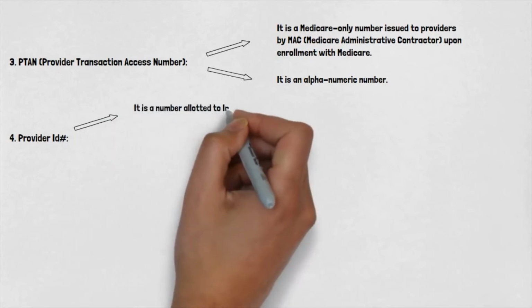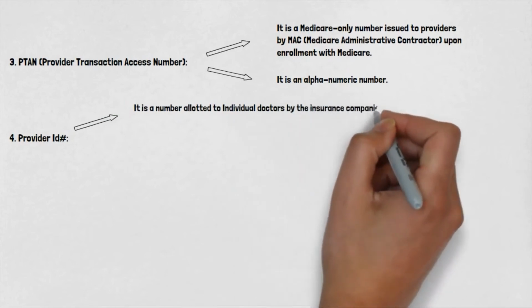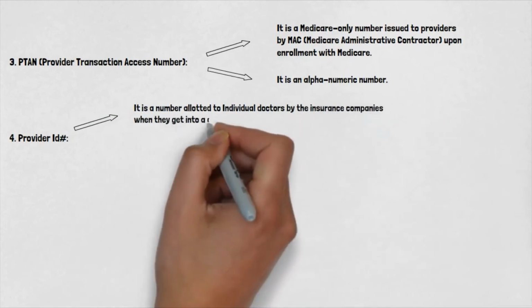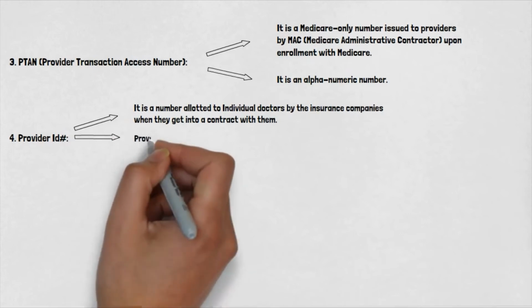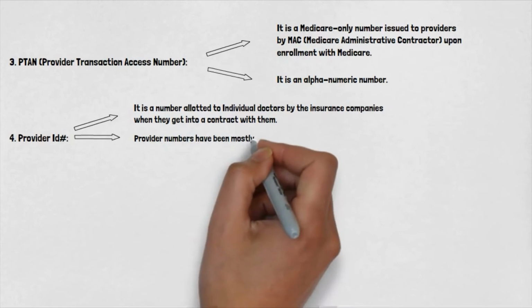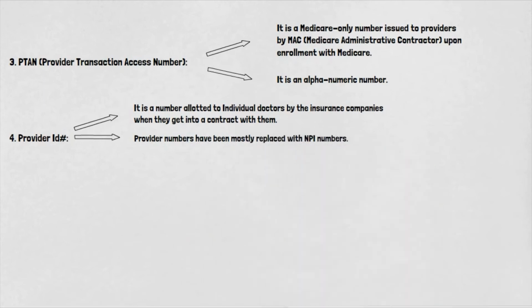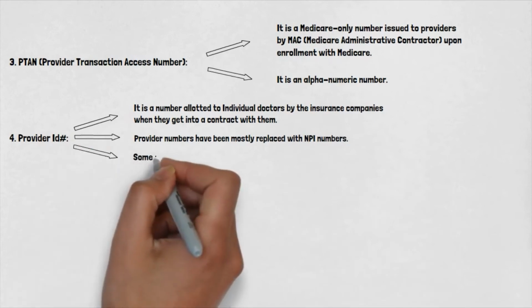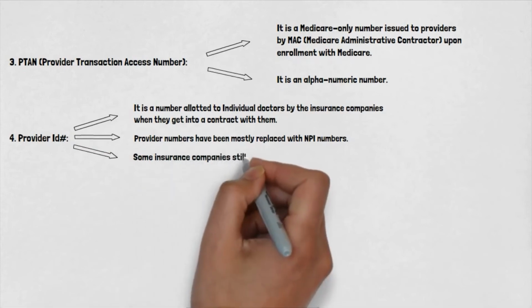The next one is Provider ID. It is a number allotted to individual doctors by the insurance companies when they get into a contract with them. These provider numbers have been mostly replaced with NPI numbers, and few insurance companies still issue provider numbers.